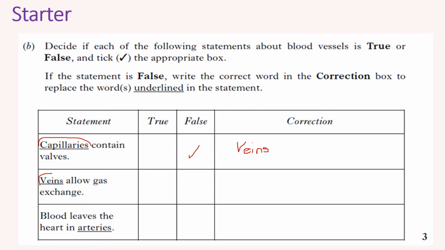Again, this would be false. And you'd want to correct the one word, so it would be changed to capillaries are the thing that allows gas exchange. And the last one is blood leaves the heart in arteries. That one is true, so you would not need to put in a correction.